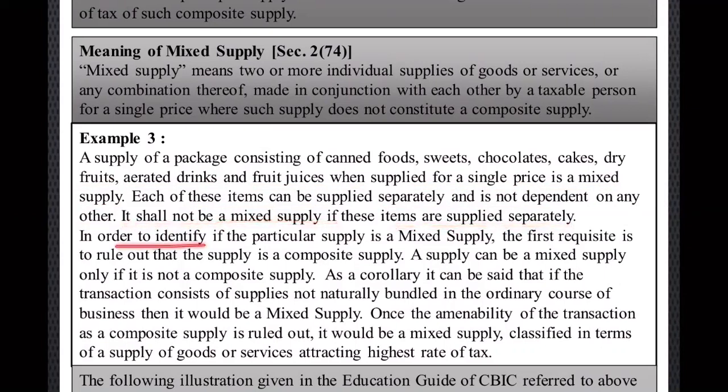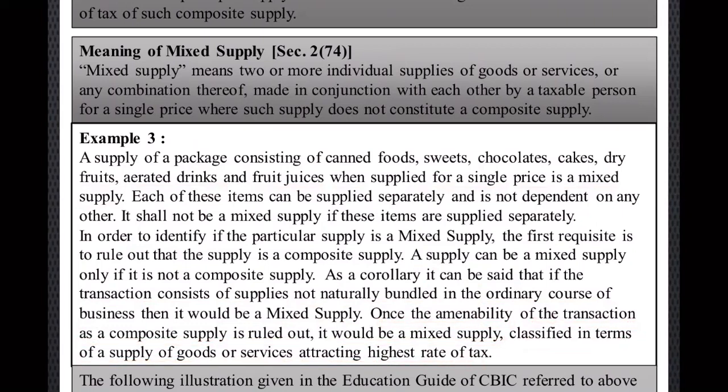In order to identify if a particular supply is a mixed supply, the first requisite is to rule out that the supply is a composite supply. At first you have to determine that it is not a composite supply, then it will be a mixed supply. A supply can be a mixed supply only if it is not a composite supply. It can be said that if the transaction consists of supplies not naturally bundled in the ordinary course of business, then it would be a mixed supply. Once the possibility of a composite supply is ruled out, it would be a mixed supply, classified in terms of supply of goods or service attracting the highest rate of tax.